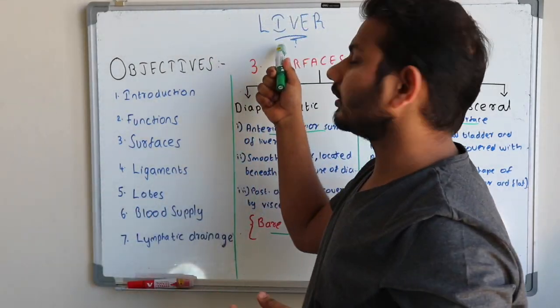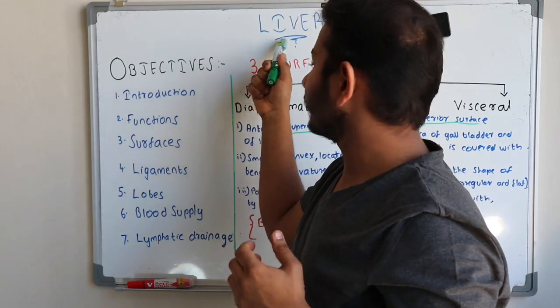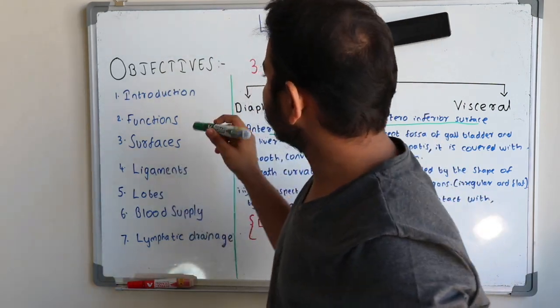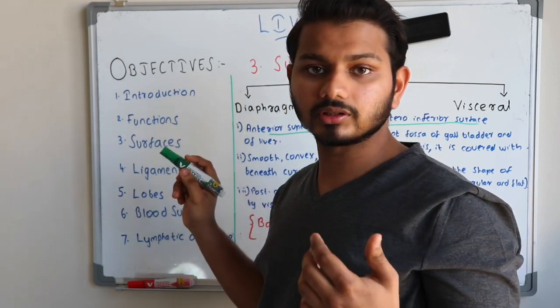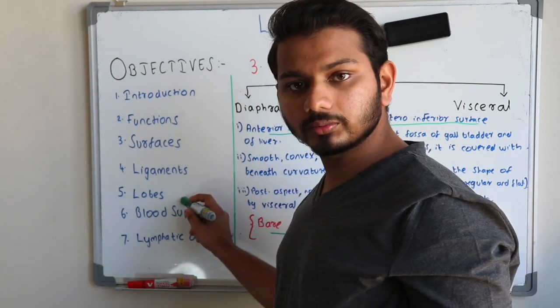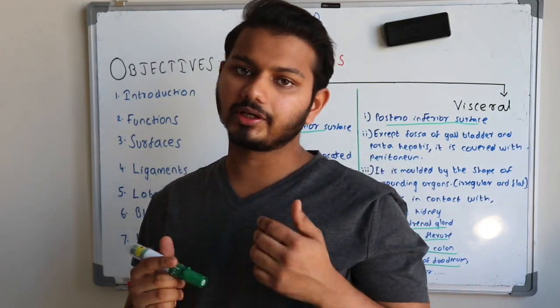Today we are doing the anatomy of liver. So the objectives of today's video are introduction, functions, surfaces of the liver, ligaments of liver, lobes of liver, blood supply and lymphatic drainage of the liver.